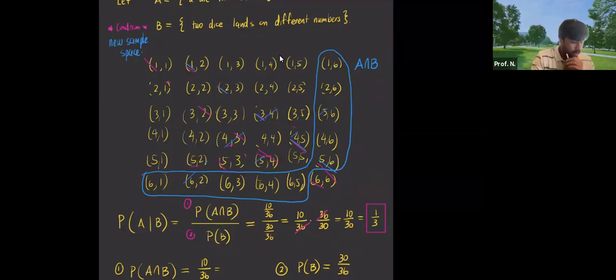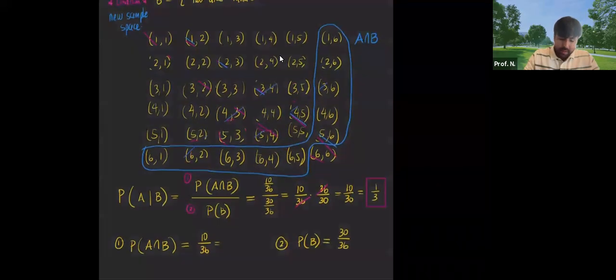Okay, so we talked about that one. Let's do another one. This is a good one. So this is example number 2 here. This was nice. 3.9.